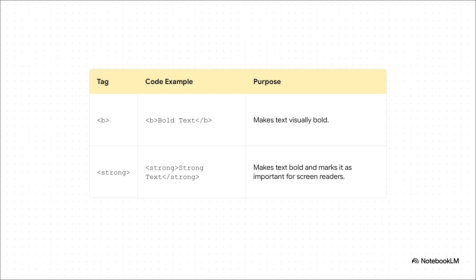Now, to you and me, they look exactly the same, but here's the crucial difference. It's all about meaning. The B tag is purely visual. It just says, make this look bold. But the strong tag tells the browser and accessibility tools, like screen readers for the visually impaired, that this text has strong importance. It's a semantic difference, and it really matters.